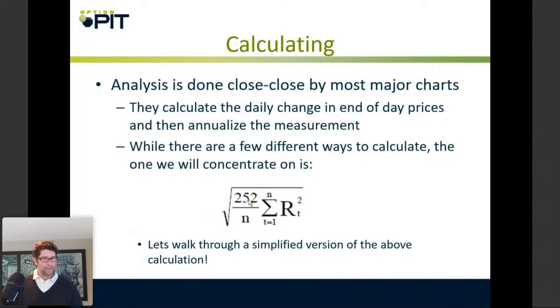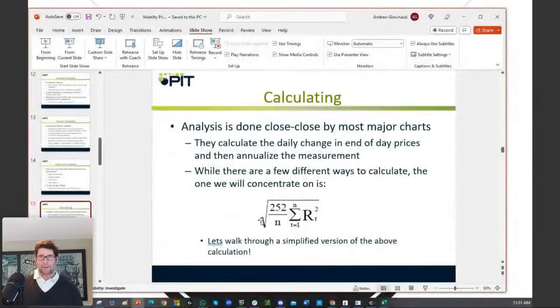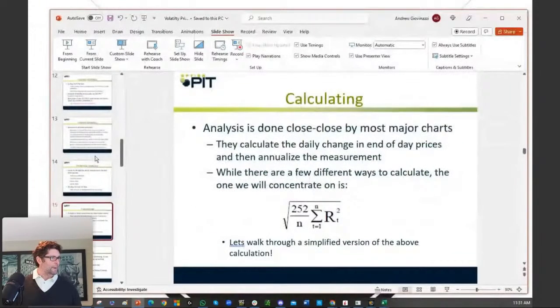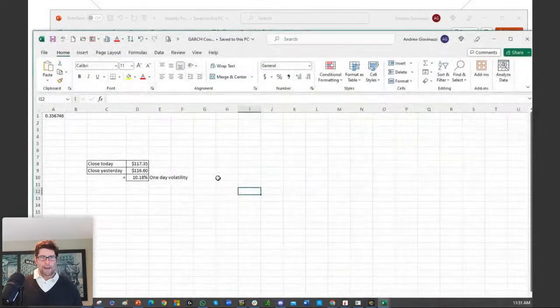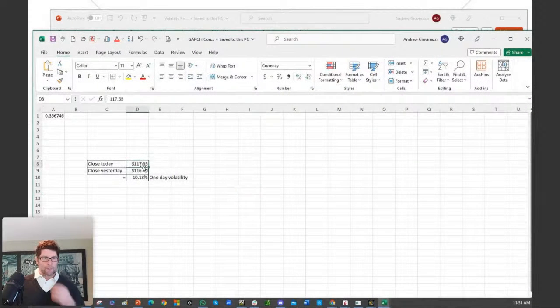Works fine. But if you have something like this, what I want to show you is a sheet with a couple of prices. Here's the calculation, the equation that I put up there. So if yesterday's close was 120, and today's close was 125, I have a $5 move close to close. That's a 64.8% volatility.